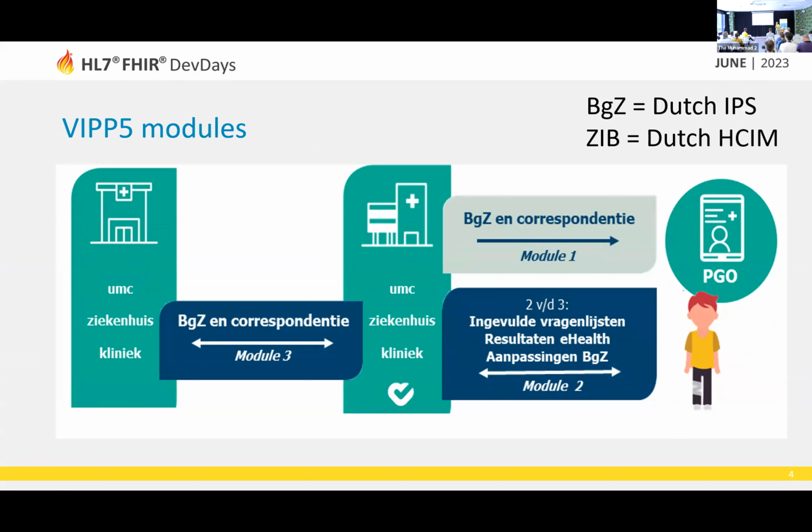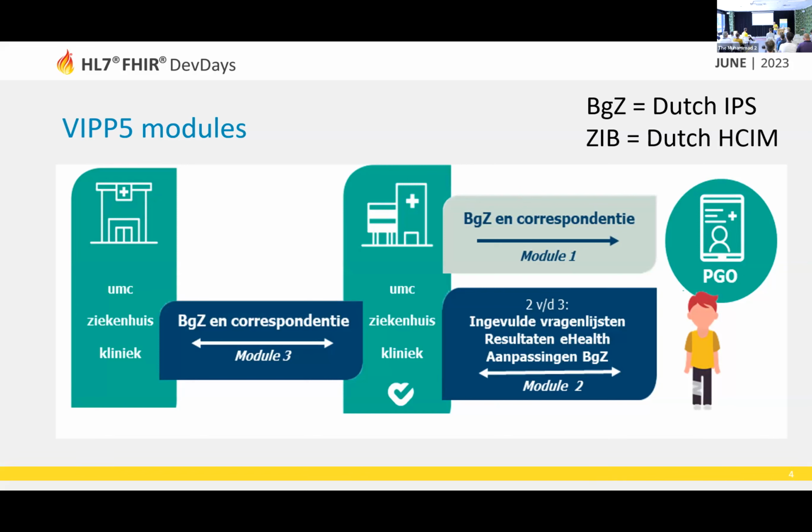Module 1 is the exchange of BGZ and correspondence. Now, what is BGZ? BGZ stands for Basisgegevensset Zorg, and it's basically the Dutch version of the International Patient Summary. BGZ is composed of something called ZIPs, which are zorginformatiebouwstenen, and zorginformatiebouwstenen are the Dutch version of the healthcare information models. So you have a patient, you have a blood pressure measurement, you have consent, these types of information. So the BGZ is basically a collection of these ZIPs. And that's what you exchange with, in this case, the patient. And on top of that, you can also exchange correspondence.